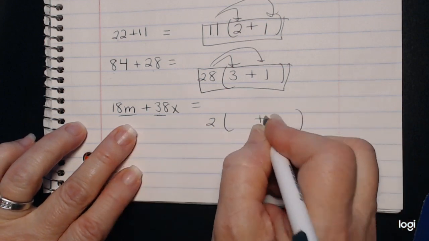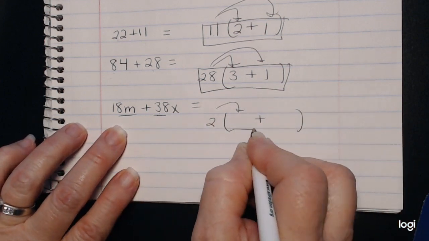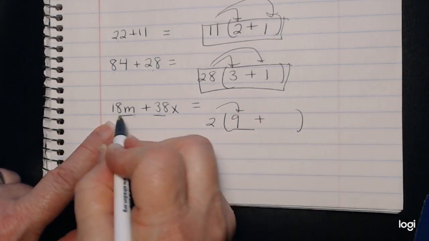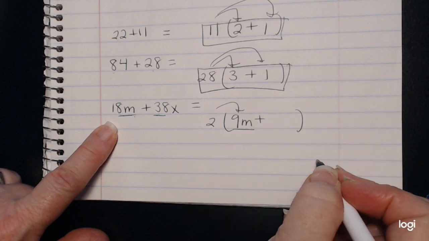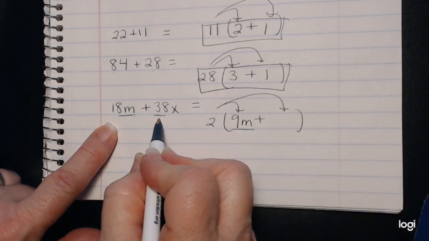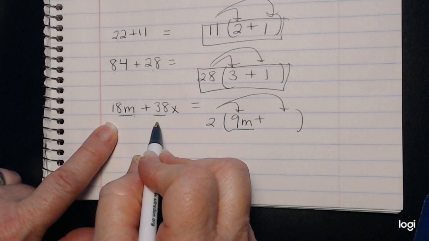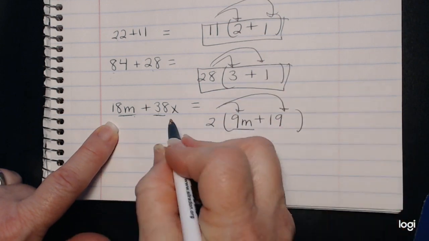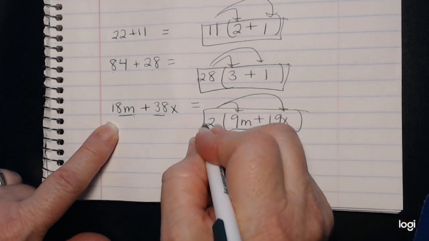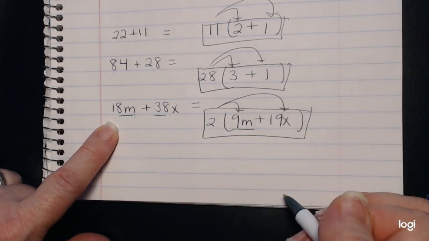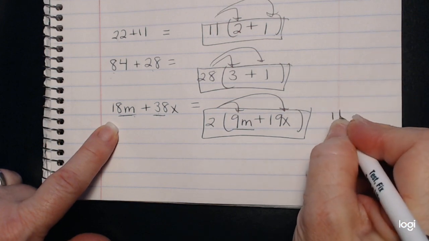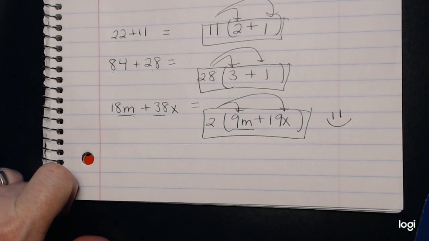We have a plus. 2 times what gives me 18m? Well, 2 times 9 is 18, but don't forget your m. 2 times what is 38? Hopefully most of you know that 2 times 19 is 38. And don't forget your x. There's going to be one like this on your exit ticket. To see who's been paying attention, would you put a smiley face right there next to that problem?